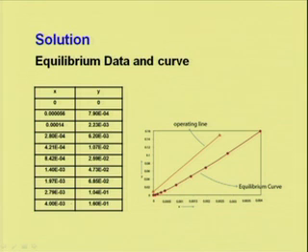Now, the equilibrium data which is given is plotted over here. We know x1, y1 and x2, y2. With the equilibrium data given, we can plot the equilibrium curve, and with the data of x1, y1 and x2, y2, we can plot the operating line.